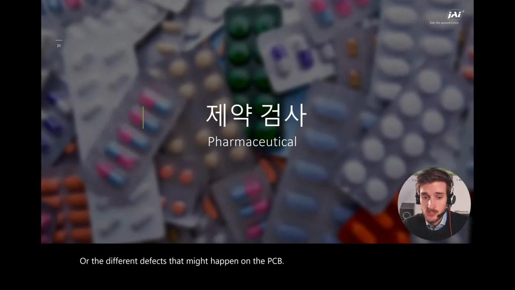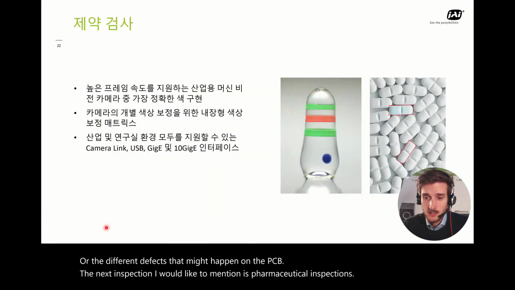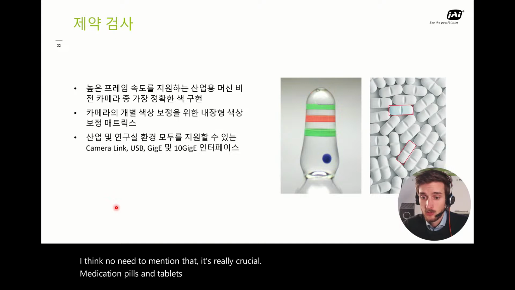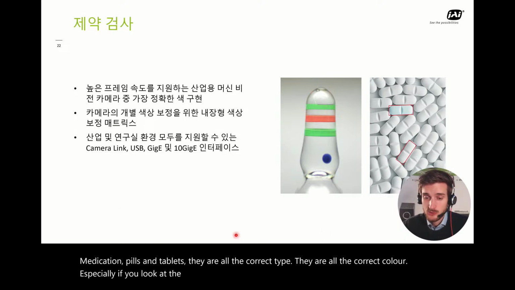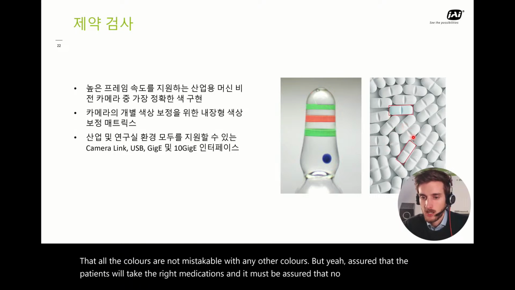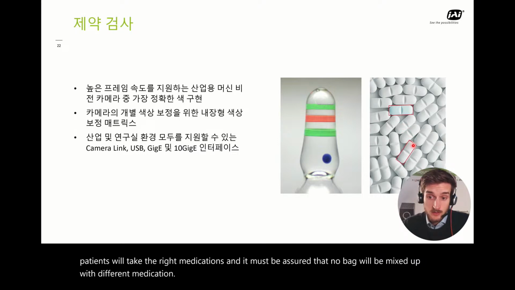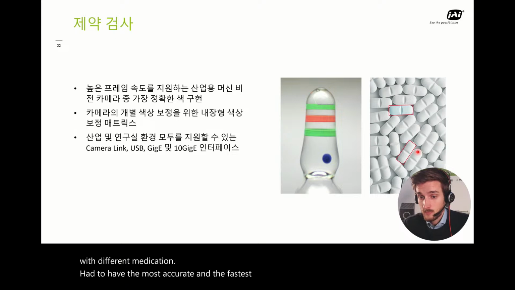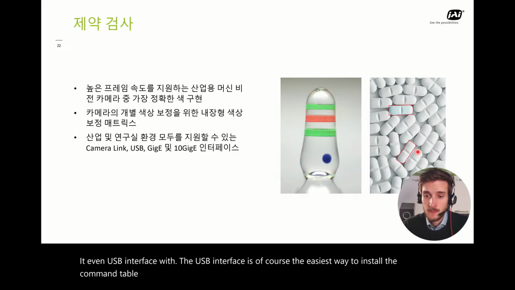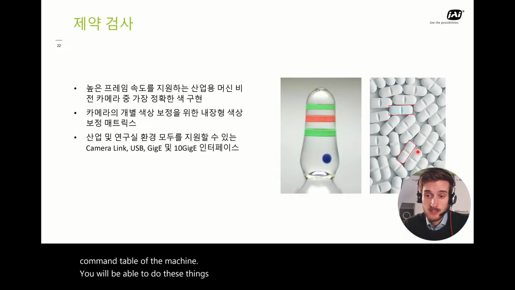The next inspection I would like to mention is pharmaceutical inspections. I think no need to mention that it's really crucial that medication, pills and tablets, are all the correct type, and all the correct color. Especially if you look at a vial, it must be ensured that all the colors are not mistakable with any other colors. It must be ensured that the patients will take the right medications, and that no bag will be mixed up with different medication. And to have the most accurate and the fastest inspection method in a single device, even with a USB interface. The USB interface is of course the easiest way to install the camera in a tabletop machine. You will be able to do these inspections using an Apex camera.